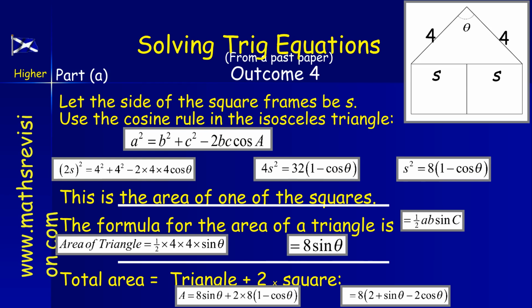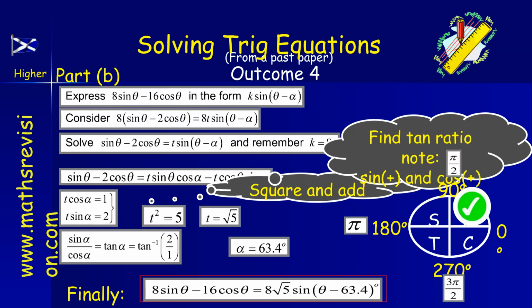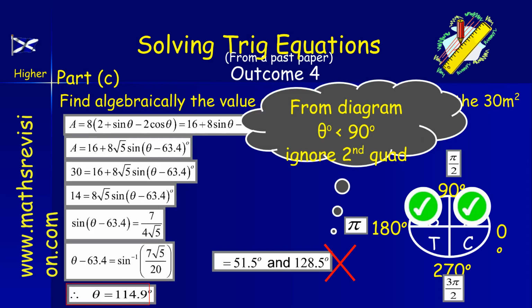Moving to a more complex exam-style question, we consider a builder constructing a gable end in the shape of an isosceles triangle atop two squares. The goal is to show the area A of the gable end can be expressed as a function of the angle theta. We start by assigning S as the side length of the squares. We express the area of the squares and the triangle separately, then combine them to reach the final area formula, which involves our trigonometric functions.